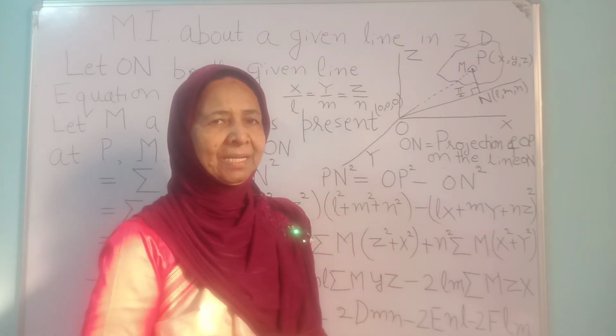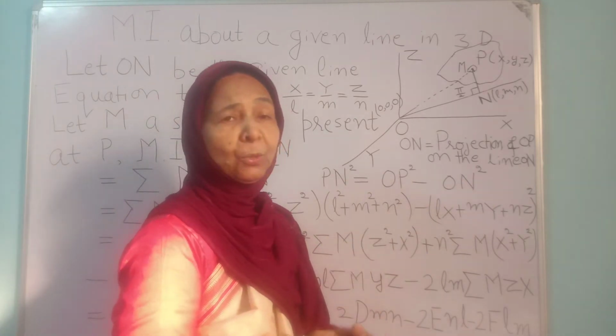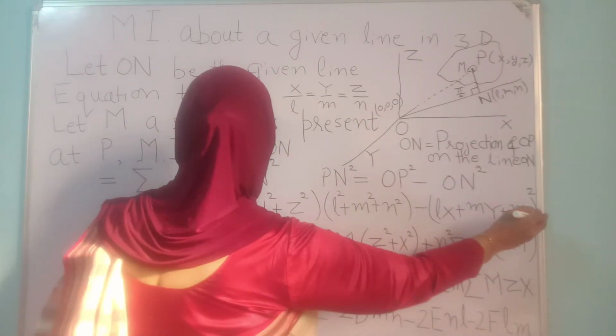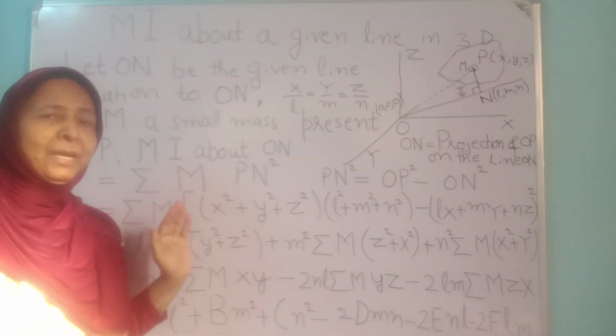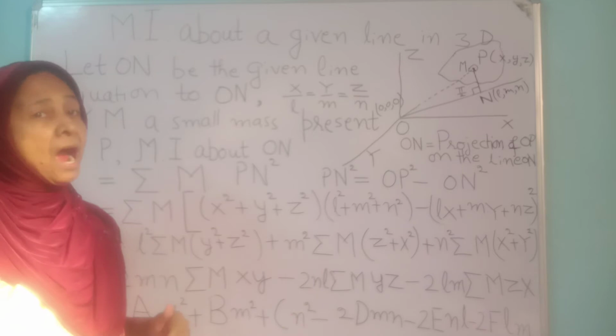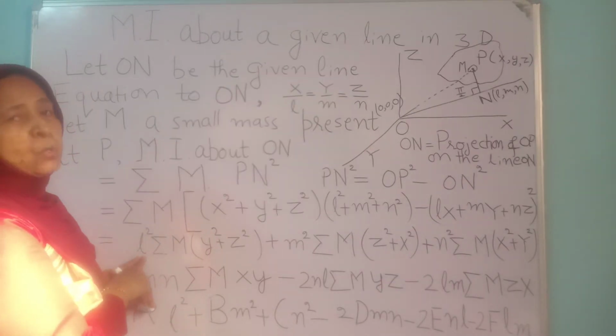Is it okay? Now let us continue. So we have substituted for ON as well. So we have obtained the result like this. Now this result can be rearranged. How to rearrange? First of all, calculate L square outside.